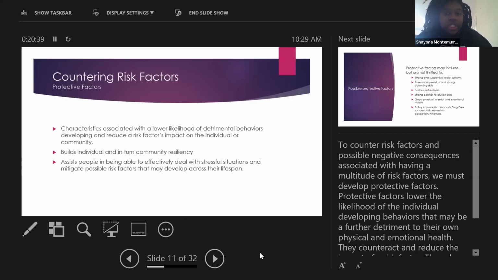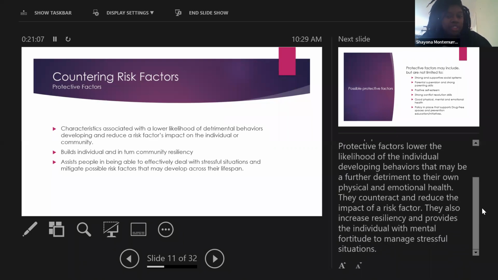Countering risk factors. So to counter risk factors and possible negative consequences associated with a multitude of risk factors, we have to develop what's called protective factors. Now, protective factors lower the likelihood of individuals developing behaviors that may be a future detriment to their own physical and emotional well-being. Protective factors are those that counteract and reduce the impact of a risk factor. They also increase resiliency and provide individuals with mental fortitude to manage their stressful situations.